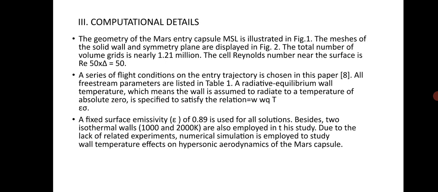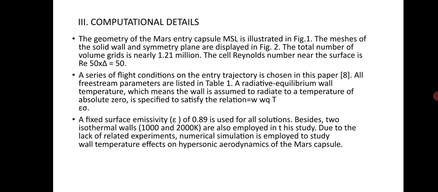Computational details. The geometry of the Mars-centric capsule MSL is illustrated in figure 1. The meshes of the solid wall and symmetric plane are displayed in figure 2. The total number of volume grids is nearly 1.21 million. The cell Reynolds number near the surface is Re_cell ≈ 15, with Δ equal to 50.